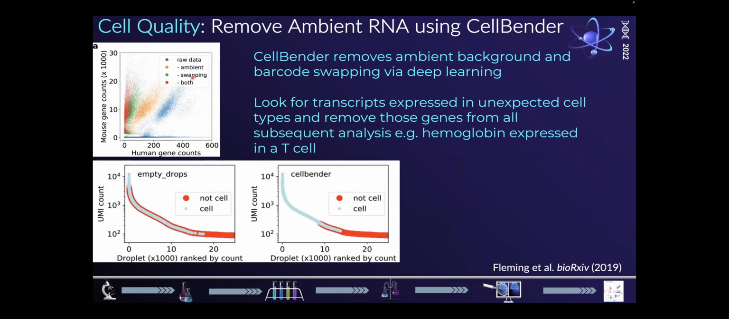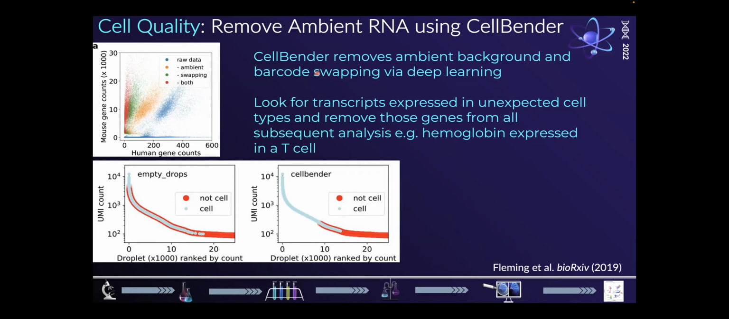The next thing you should look at is cell quality. Ambient RNA has been one of the biggest challenges in sequencing data, and sometimes you want to remove it. One of the software tools that has been developed is called CellBender. CellBender removes ambient background and sometimes it removes barcode swapping. There could be a possibility that a particular cell type that has barcode A has swapped its barcode, so you are seeing cells sharing barcodes.